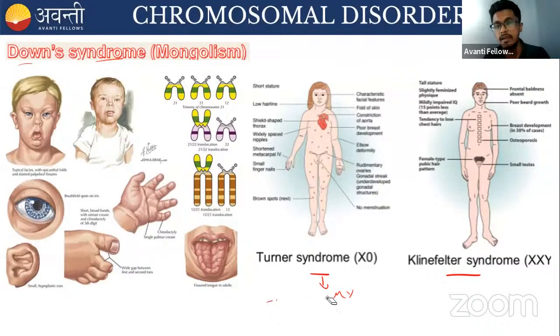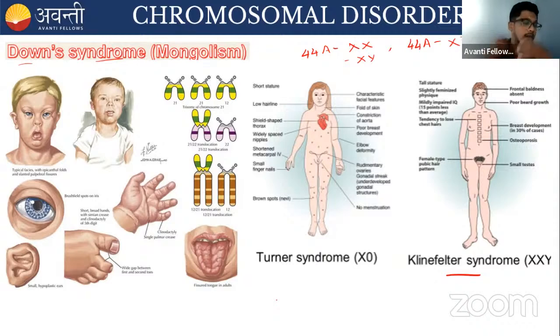What is happening in Turner syndrome is, usually we have 44 autosomes and then sex chromosomes, either XX or XY. But in Turner syndrome, we have 44 autosomes and only one sex chromosome, with the absence of the other sex chromosome. This is called Turner syndrome. You can look at the person and see more feminine characteristics, more female characteristics.